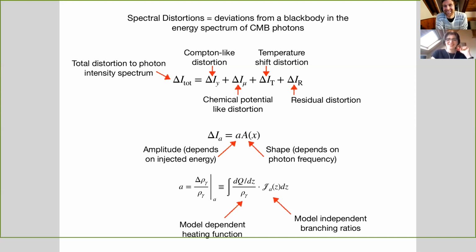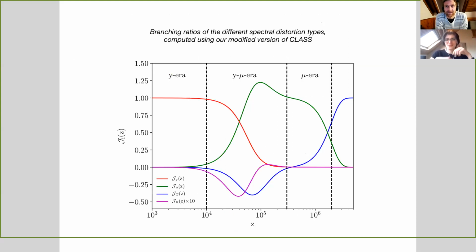Cool. So I'm going to focus on the branching ratios here for just a minute, because, as I said, this does not depend on the model that you're looking at. So these are the branching ratios that we have computed with our modified version of CLASS. The different colors show the different contributions. In red is the contribution coming from the y era, or the y distortions. The green ones are the mu distortions. The blue ones are the temperature shift, G-like distortions. And the residual is the pink one, the magenta one.